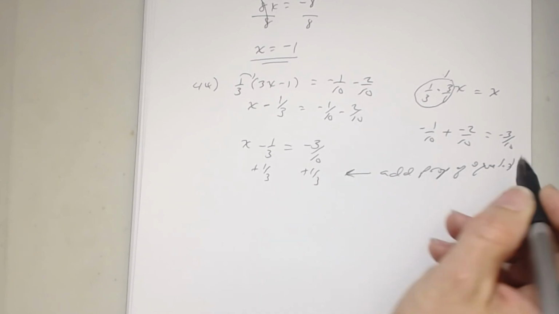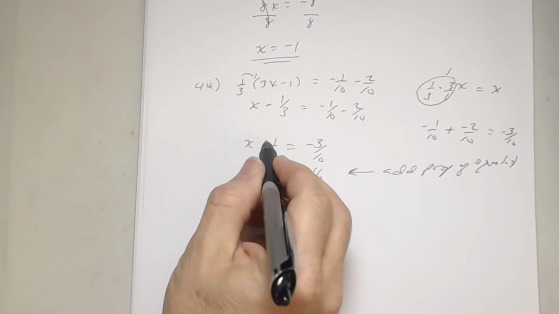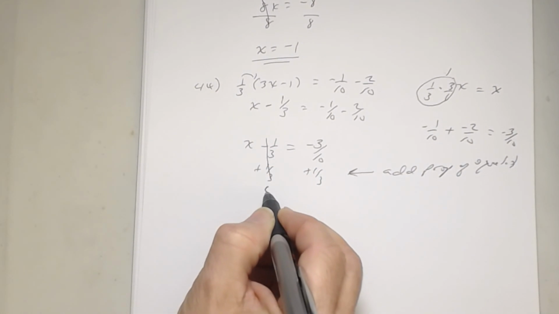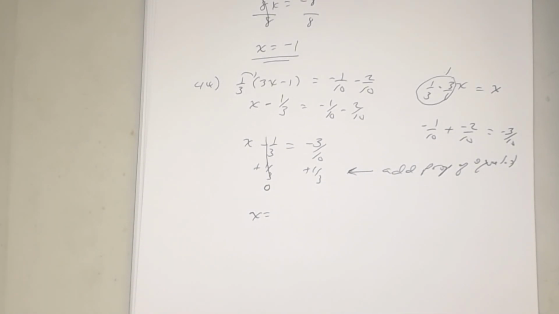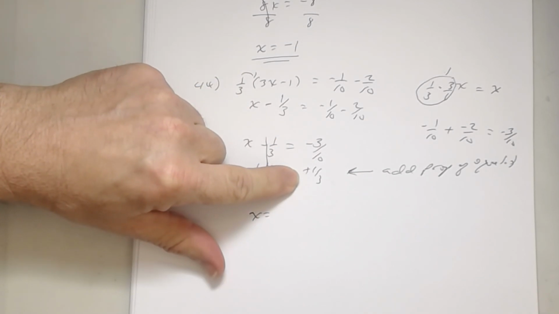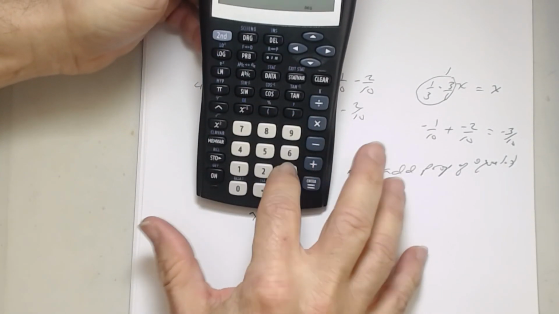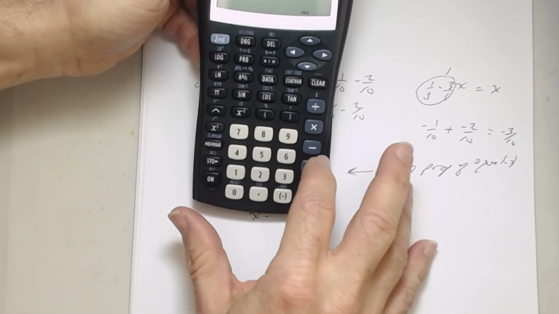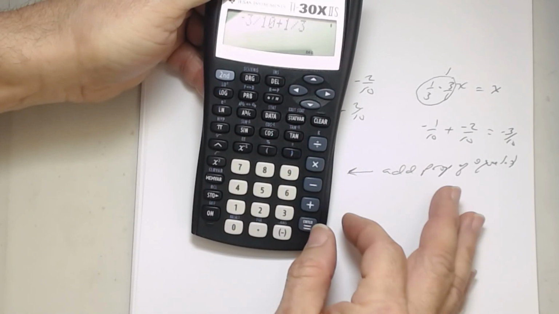And now once you do the addition property of equality, the next step is to do what? Combine like terms. What's the negative 1/3 plus 1/3? 0. What's on the left? X. All right. Now, one of two things you can do. On a test, you don't have time to actually do this by hand, so use your calculator. Negative 3/10 plus 1/3. So go ahead and do your calculator with this. So negative 3 divided by 10 plus 1 divided by 3. What do I press? Equal.